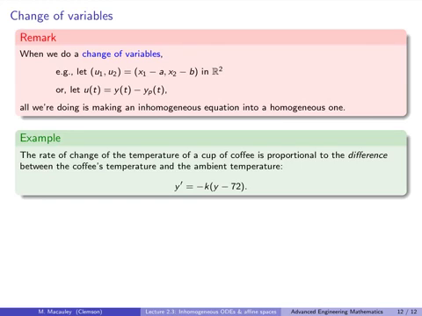Here's an example that should be familiar from your intro ODEs course. This is Newton's law of cooling. Let's suppose that the rate of change of the temperature of a cup of coffee is proportional to the difference between the coffee temperature and the ambient temperature. Mathematically, this says that if y of t is the temperature, then y prime is proportional to, that means times a constant, we're going to put a k in front because it's a decay equation, times this difference, which is y of t, the temperature, minus the ambient temperature, let's call it 72.